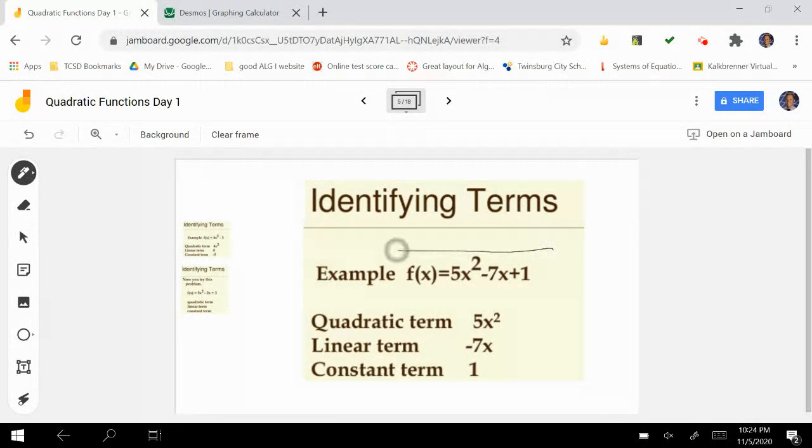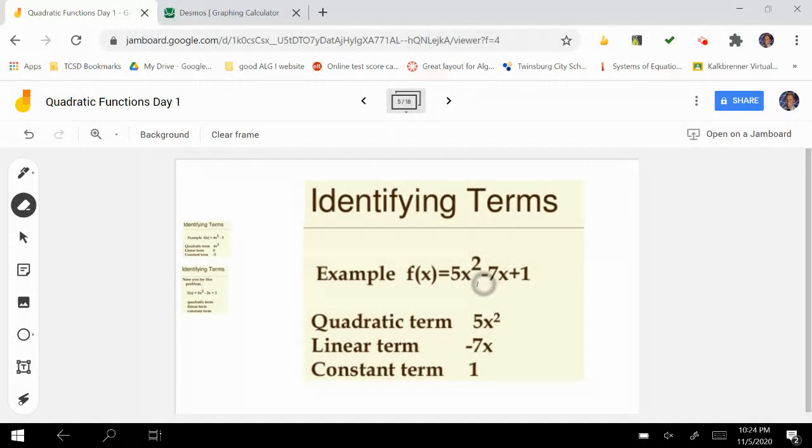All right, so if you look here, just identifying what's going on here, here is our quadratic function in standard form because you have your what? Ax squared first, your linear term next, and then your constant term. So here again, we have our quadratic term is 5x squared, your linear term is negative 7x, and your constant term is 1. Any questions?